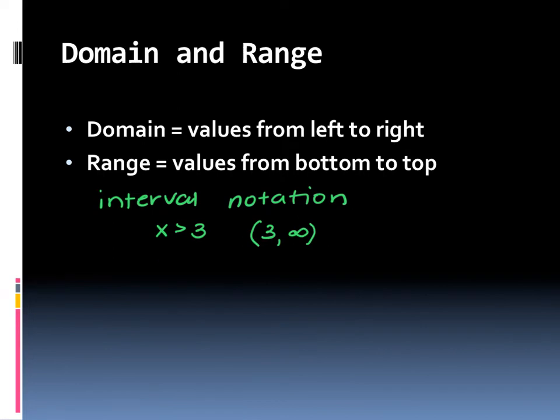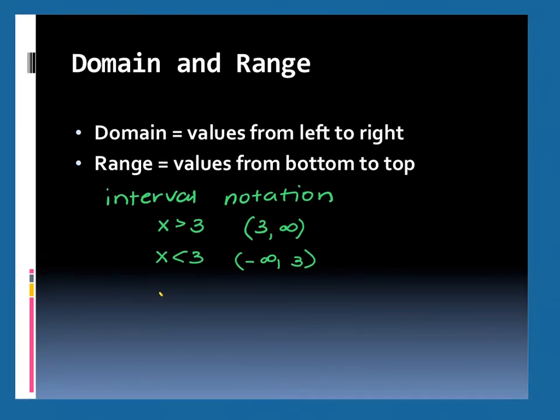If it said something like x is less than 3, now we're going from the smallest numbers possible, which is negative infinity, up to 3. Again, both gets parentheses because infinity always gets a parentheses, and 3 is not an or equal, so it gets a parentheses, not a bracket. If it is or equal to, so x is greater than or equal to 3, now I'm starting at 3 and going to positive infinity, but I am including 3, so it gets a bracket. And if it's less than or equal to, I'm starting at negative infinity, I'm going to 3, but I'm including 3, so it gets a bracket.